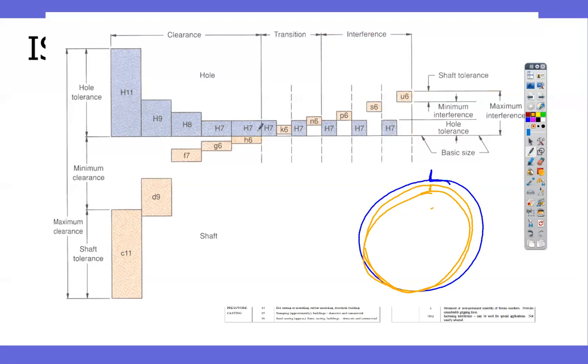So at this point right here, where they're both on H, it's called a line fit. It means it's going to be clearance, or they're going to be exactly the same size. They're going to be on the line.